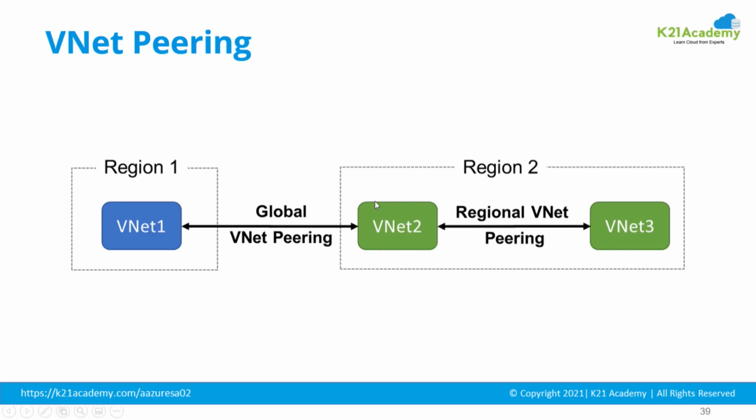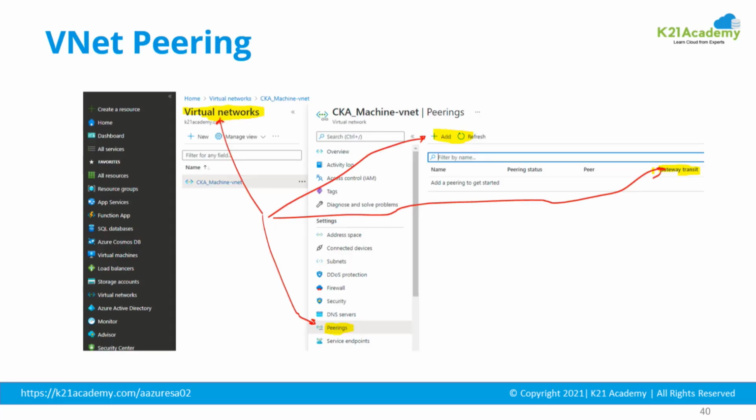If I'm connecting two networks or peering two networks across different regions, we call it global VNet peering or global peering. I hope that makes sense. Now, in order for me to peer two networks, I'll go to the virtual network, VNet, select the network that I want to peer, click on peering inside that network, and then click on add, and you'll be able to see another network and you should be able to peer that.